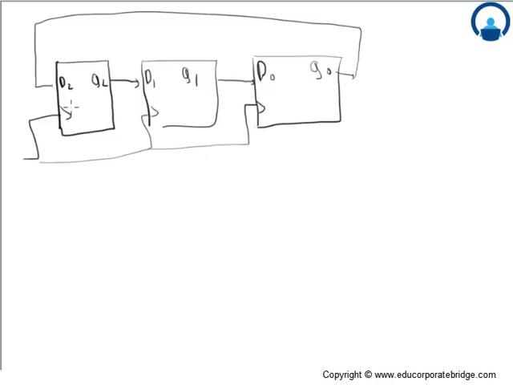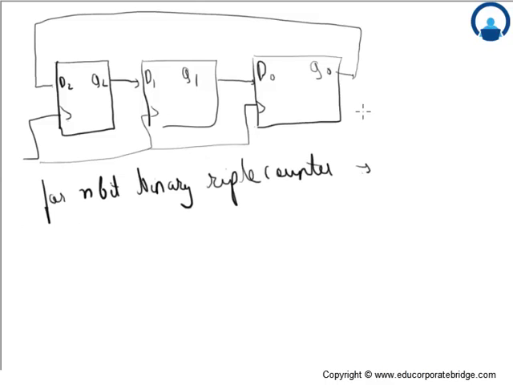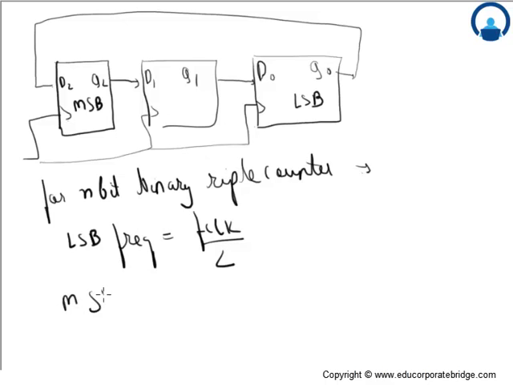Now, in an n-bit binary ripple counter, the LSB frequency is always f clock by 2 and the MSB frequency is f clock by 2 raised to n. So we can write it down, which is very important and crucial data for an n-bit binary ripple counter. This is LSB, this is MSB. LSB frequency is f clock by 2 and MSB frequency is given by f clock by 2 raised to n.